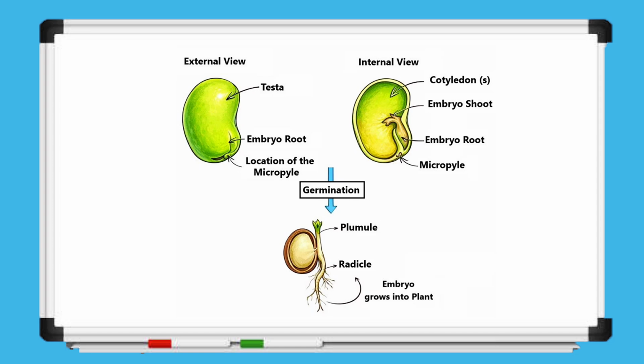On the seed coat there is a scar called the hilum, which marks the point where the seed was once attached to the fruit wall or pod. Near the hilum there is a very small opening called the micropyle. This tiny pore allows water and oxygen to enter the seed, which helps initiate the process of germination.